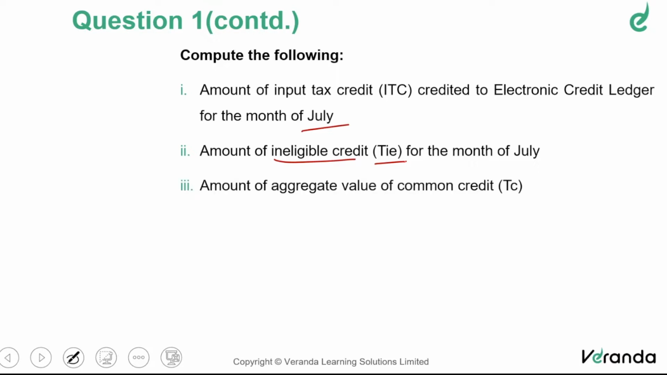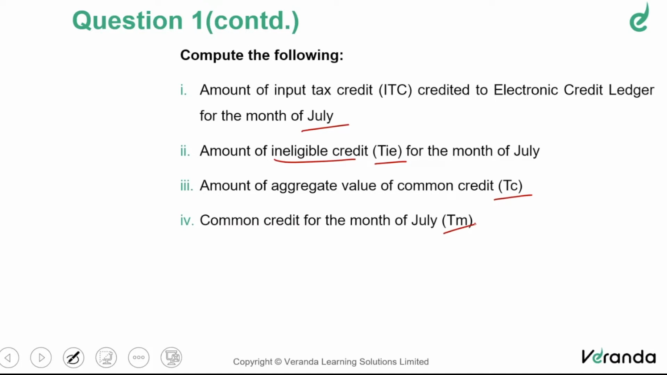Then third, compute the aggregate value of the common credit. So what is the common credit used for that particular purpose of reversal? For Rule 43 calculation purpose, the TC value we'll have to calculate. And last one, TM also is required.